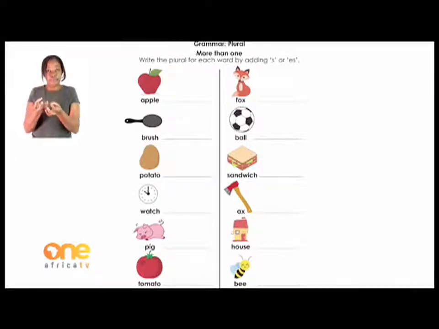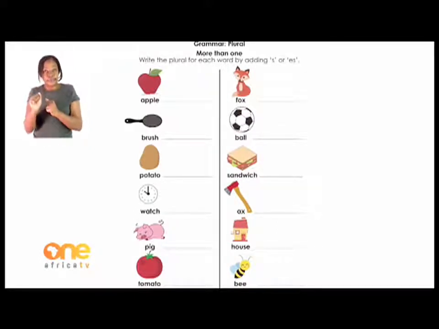What are plurals? A plural is when anything or something is more than one. If I have one sweet, that is not plural. But if I have two or more than two, then that is what we call plural, because there are many. Now we are going to write the plural for each word by adding an S or an ES.